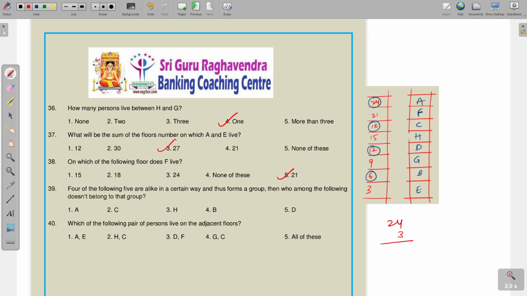Next, 39. Find the odd one out. So A lives on the top floor, C on the 18th floor, H lives on the 15th, B on the 6th floor, and D on the 12th floor. So H lives on an odd numbered floor. Next, which of the following pairs of persons live on adjacent floors? So see, A and E are not adjacent to each other, and H and C, so only H and C are on adjacent floors. Okay, both are immediate neighbors, so it is the last question. So thanks for watching the video.